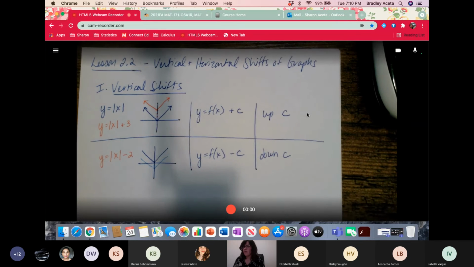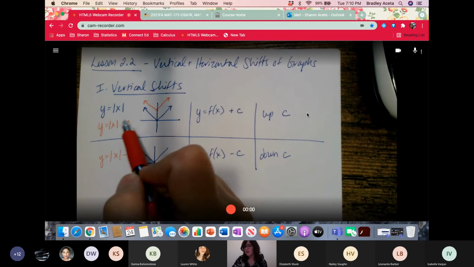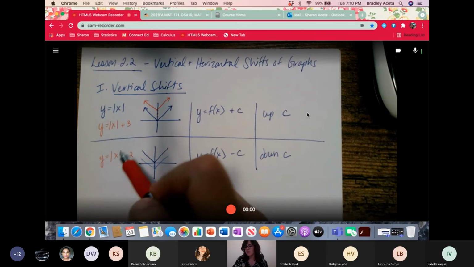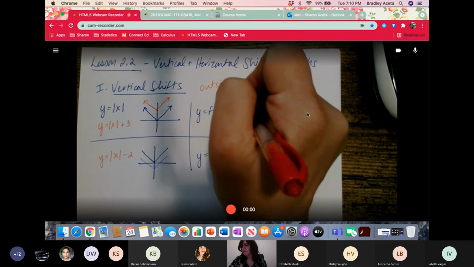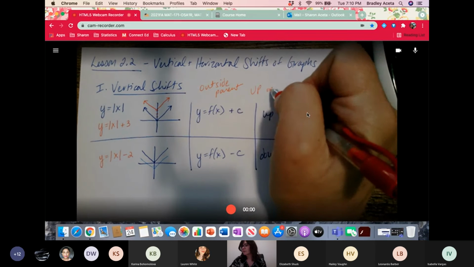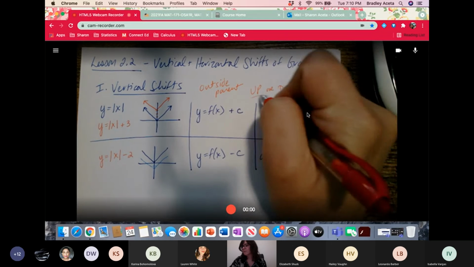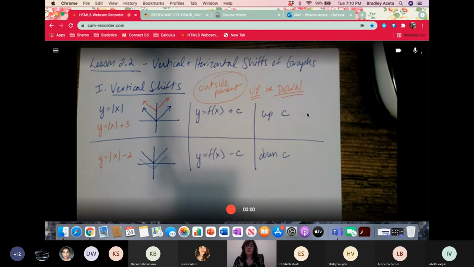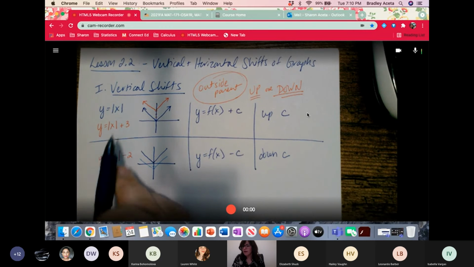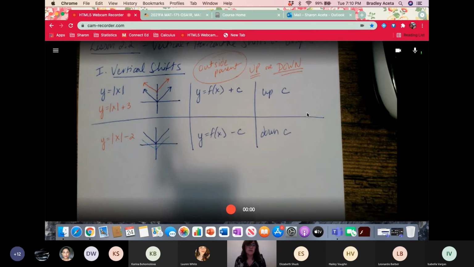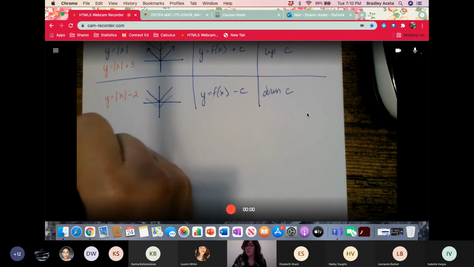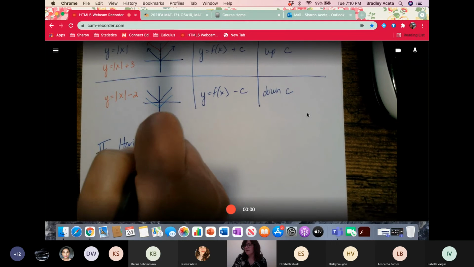Okay, so when you have a vertical shift, you are on the outside of the parent function. Keep that in mind. When you're outside the parent, you go up or down. That number on the outside goes up or down, outside of the parent. Well, what if I move that number and I put it on the inside next to the parent? Well, then you have a different shift. You have what's called a horizontal shift.